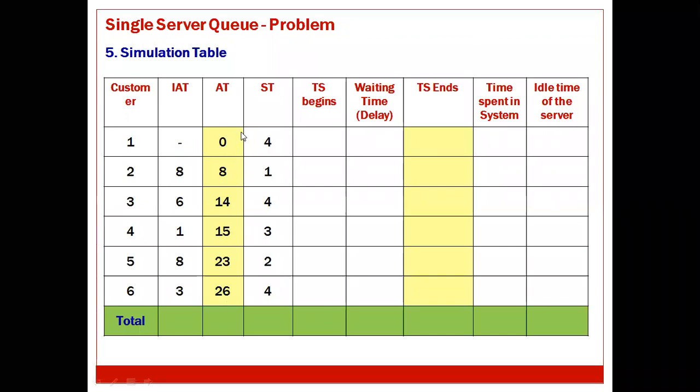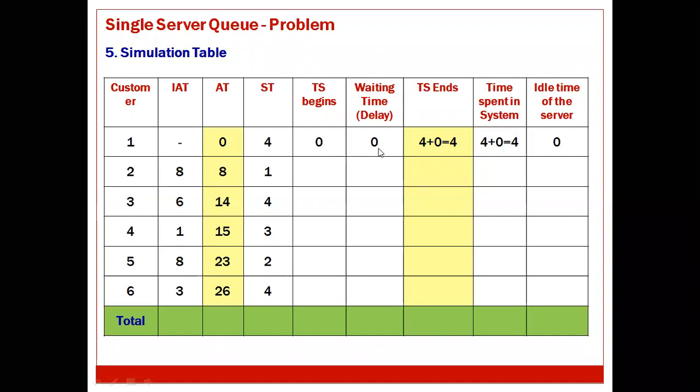Then we will start with the row-wise filling of the values. So first, let us see time service begins. For the first row, that means for the first customer, time service begins at 0.